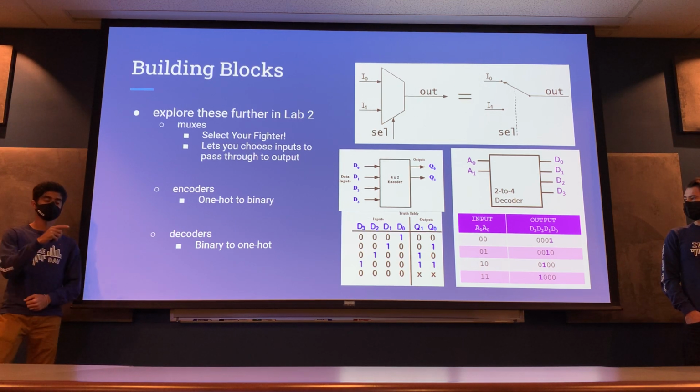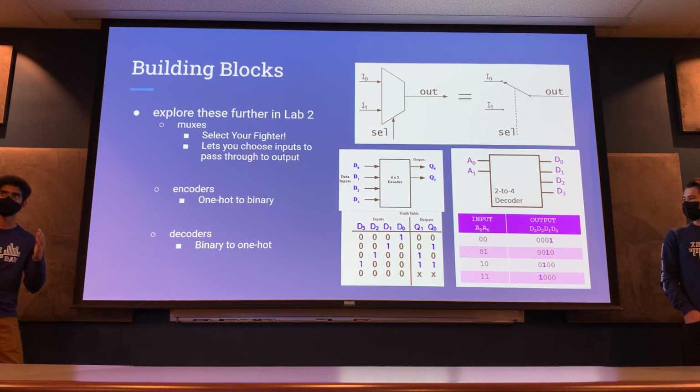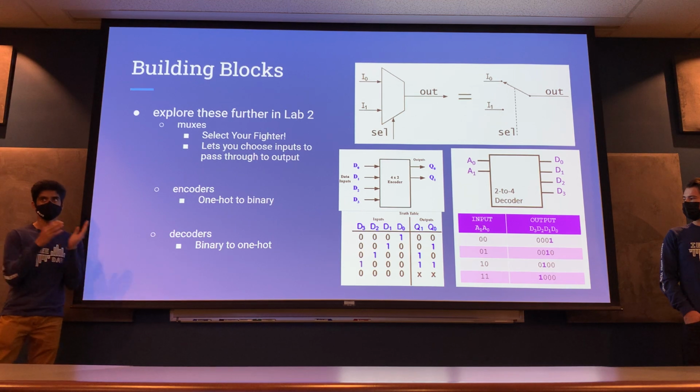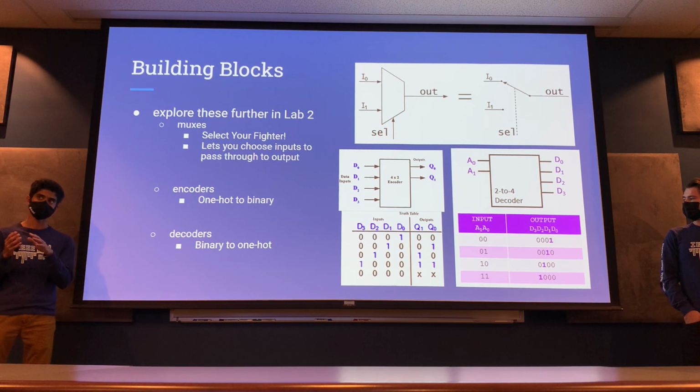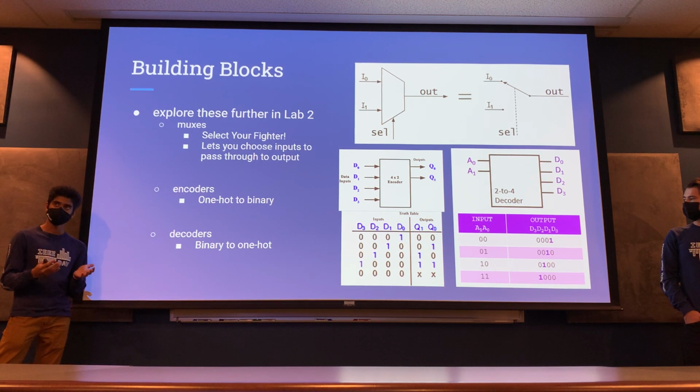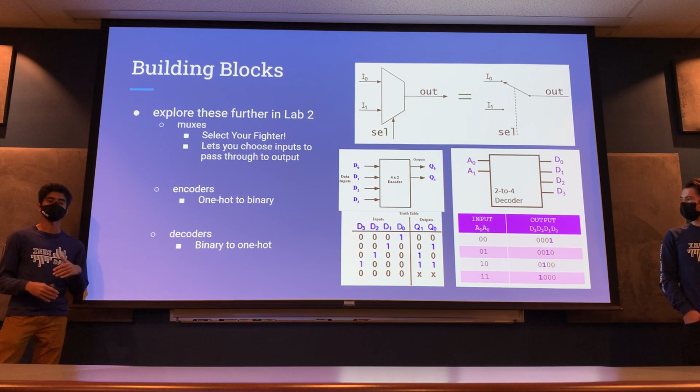So you just have to keep track of the fact that encoder means you're going from one-hot to binary, and decoder means you're going from binary to one-hot, which may be confusing because you think binary is your regular scheme, and then you're encoding into one-hot, but it's actually the opposite.